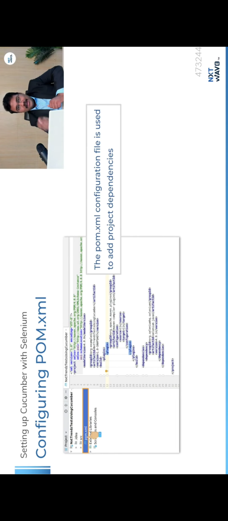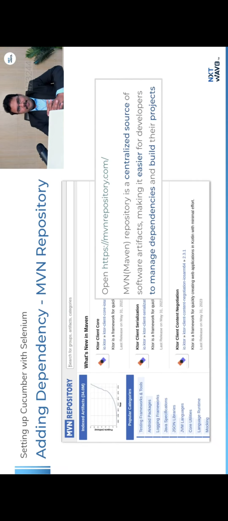And we already know that we have something called a pom.xml, which is a configuration file, and this is where we add our project dependencies, right? As you would remember, we also have a centralized source of software artifacts called the MVN or the Maven repository, and it makes it easier for developers like us to manage our dependencies and build the projects altogether, right?